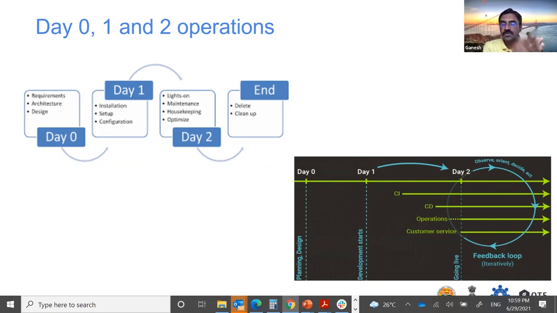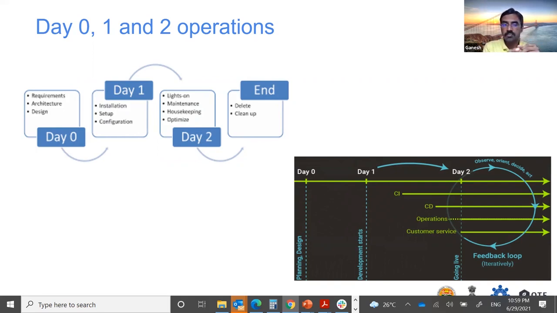Once my design phase is over, I get into a planning phase. Then in the day 1 operations, I'm getting into installation, setup, and configuration. Based upon my planning, I already started deploying my setup.